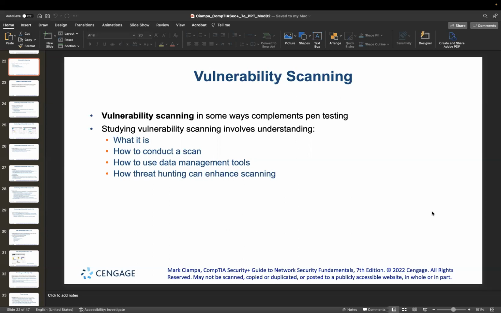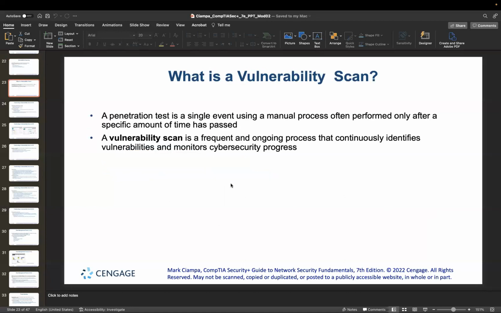We are going to talk about what vulnerability scanning is, how to conduct it, and how to use data management tools. We're going to talk about a couple of them. As you know, our references with this book are vendor agnostic, so we don't have any vendor names here, but you know the biggest players here are Elastic, Splunk, and those companies. We also talk about threat hunting and how it can help scanning.